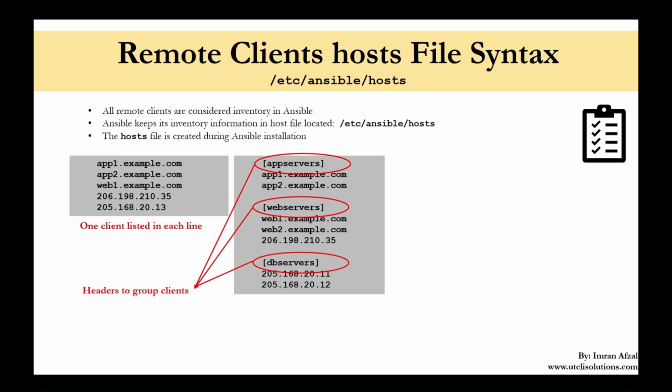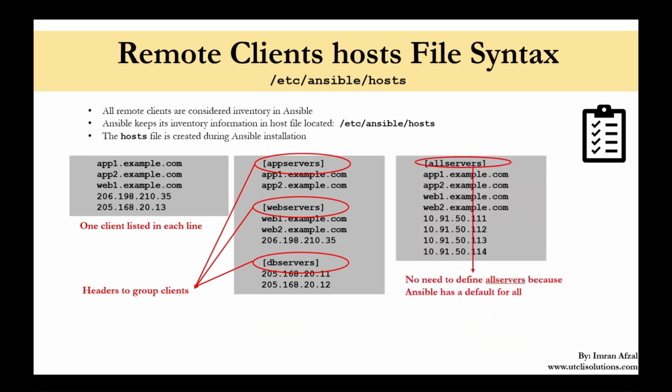These are the headers that are used to group the clients. Now, another thing to keep in mind, you do not need a header if you want to list all of these remote clients in one column, because by default Ansible uses "all" to list all the clients inside the host file. So you don't have to group them.